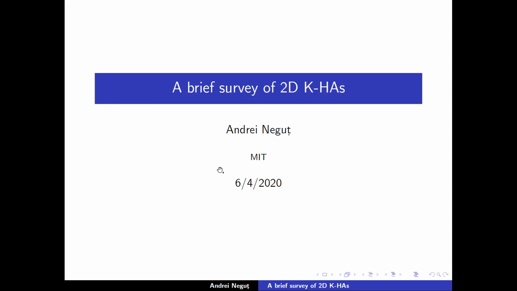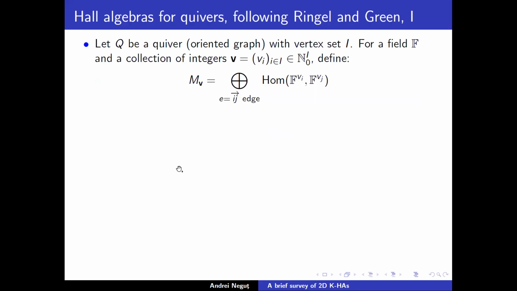Okay, so let's start with the examples, with the classical example of Hall algebras for quivers. This is following Ringel and Green. It is by now a classical story, and this is how it goes. We let Q be a quiver, an oriented graph. We let I be the vertex set, and we take a field. In practice, it'll be a finite field, but for the purpose of this definition, it can be any field. And for a collection of integers, as you see here, you define this affine space MV.